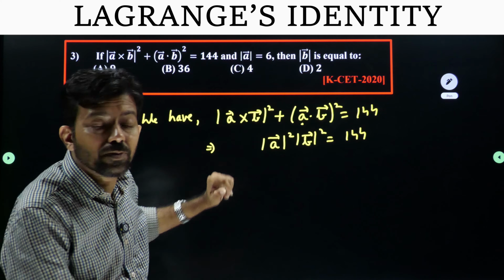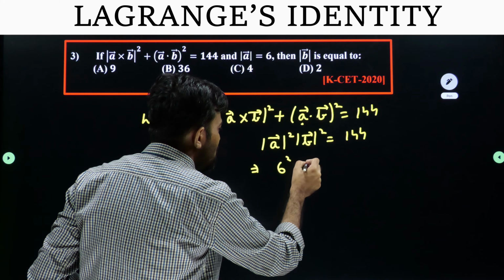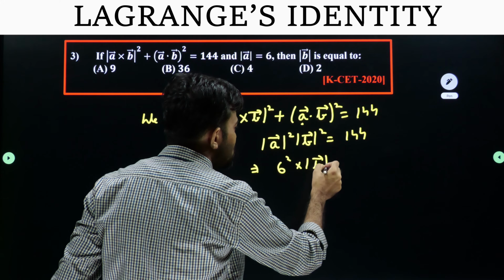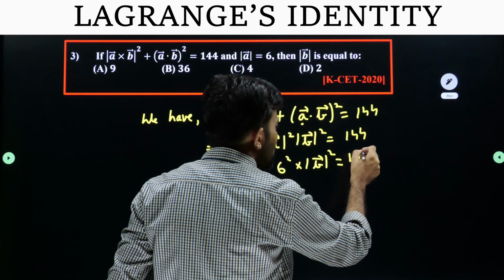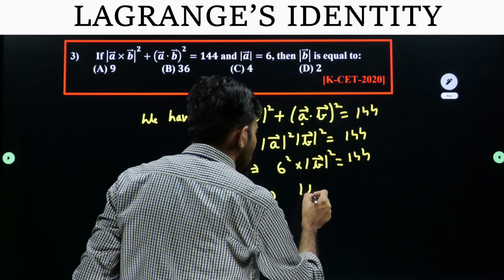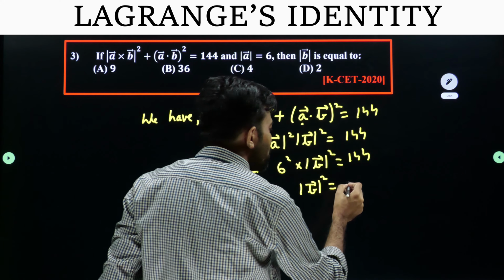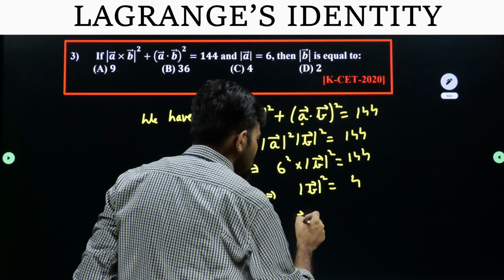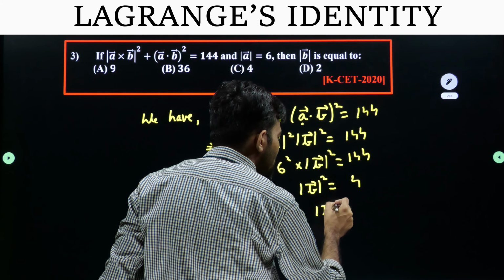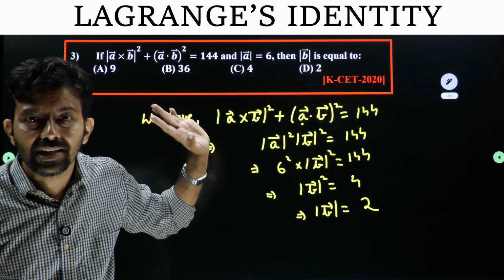Magnitude of vector A is given to be equal to 6. So 6 square into magnitude of vector B square is equal to 144. 6 square is 36. So magnitude of vector B square is 144 by 36, that is 4. Correct? So magnitude of vector B is equal to 2. Option D is the answer.